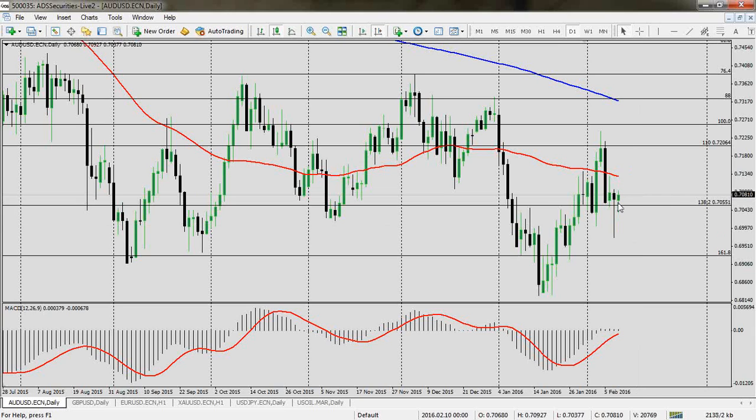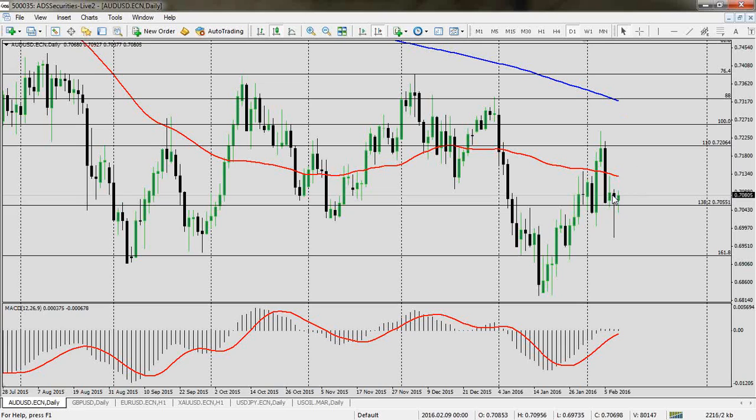And especially the candle from yesterday is a possible reversal candlestick formation. Therefore, what I'm going to be looking for today will be a break above yesterday's highest high, which was at 0.7095. So we will be looking for a break above yesterday's highest high in order to enter long positions.